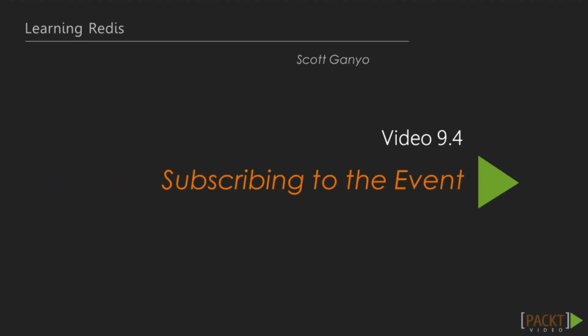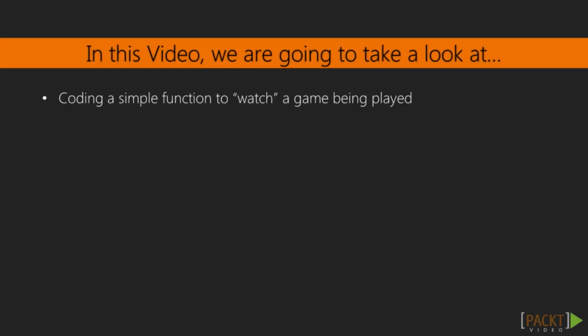Video 9.4, subscribing to the events. So now we've created our events and published them to a Redis channel. In this video, we'll code a simple function that allows us to subscribe to the pub/sub mechanism to watch a game as it's being played. Okay, let's check out the 9.4 branch.